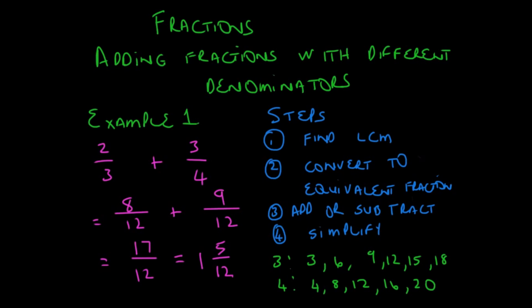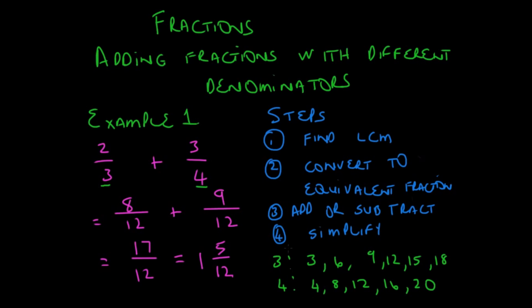Now, we cannot add fractions unless the denominators are exactly the same. So we look at the denominator of 3 and the denominator of 4. Now, I've written down some steps. The first thing we need to do is find our LCM. Why are we going to find our LCM, or our lowest common multiple? Well, we need to convert to an equivalent fraction where the denominators are the same. We can only add fractions if the denominators are the same.